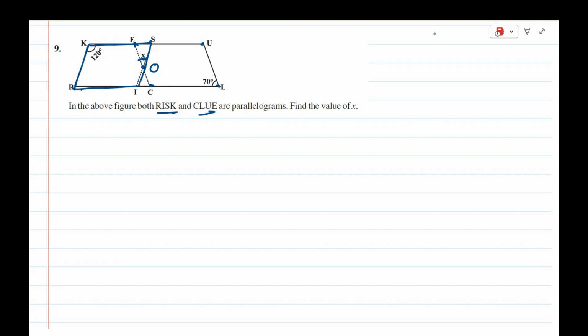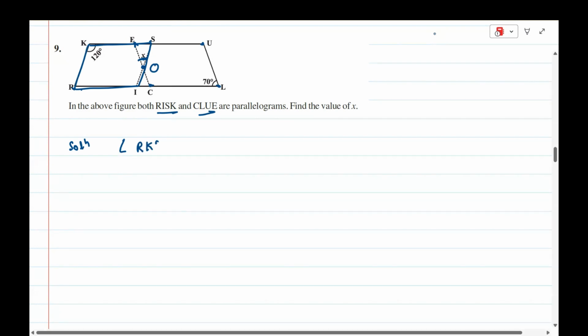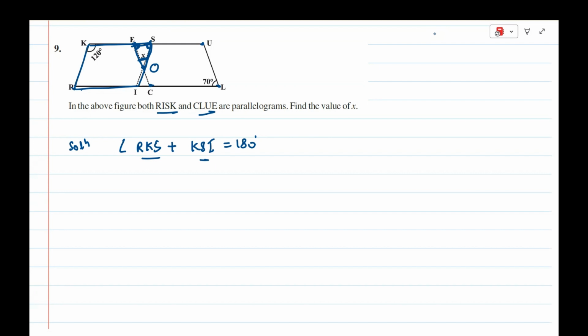Now, from the figure, I know RISK is a parallelogram, correct? So it means the sum of adjacent angles, that is angle RKS plus KSI, is 180 degree, supplementary angles. So first of all, why am I taking these two angles only? Because in my mind, I'm thinking if I know angle S and angle E, by angle sum property of triangle ESO, I can calculate angle X. That is why I took this parallelogram so that I can calculate angle S. Same way, using another parallelogram, I will calculate angle E and then I will solve for X.